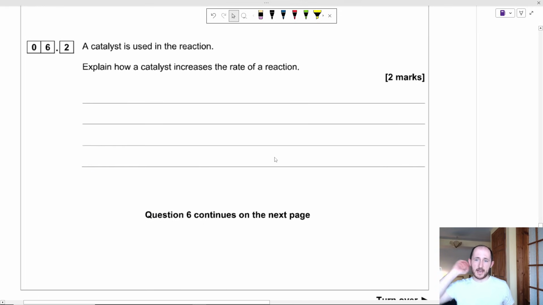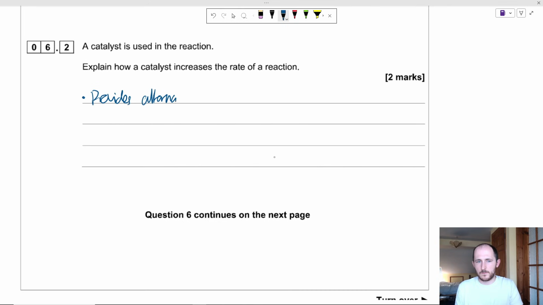A catalyst is used in the reaction. Explain how a catalyst increases the rate of reaction. So I'm just going to give you the answer. First of all, catalysts reduce the activation energy. And how do they do that? They provide an alternate pathway or alternate reaction. So provides alternate pathway at a lower activation energy.